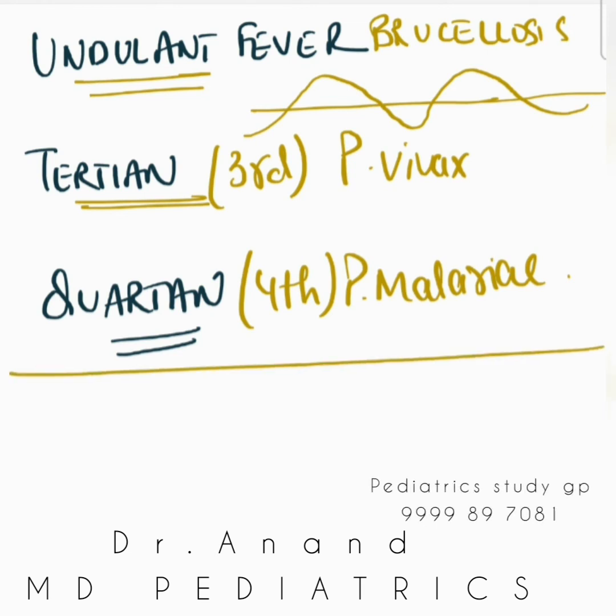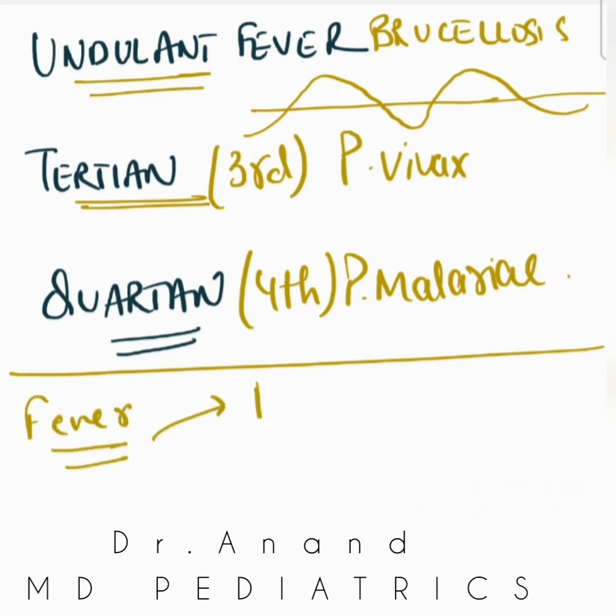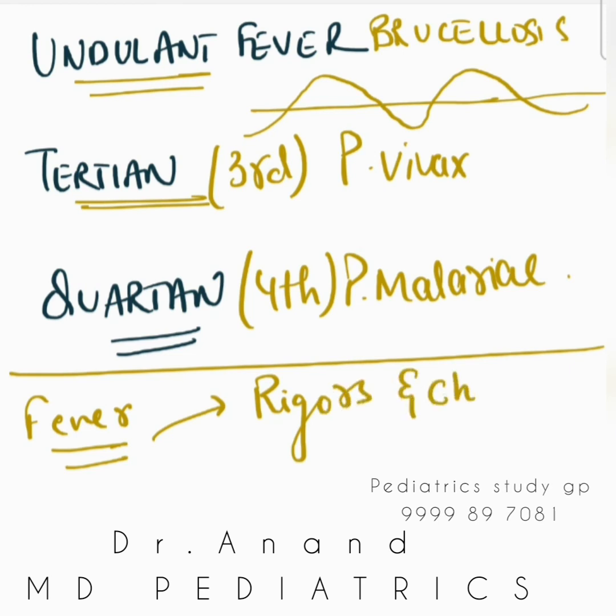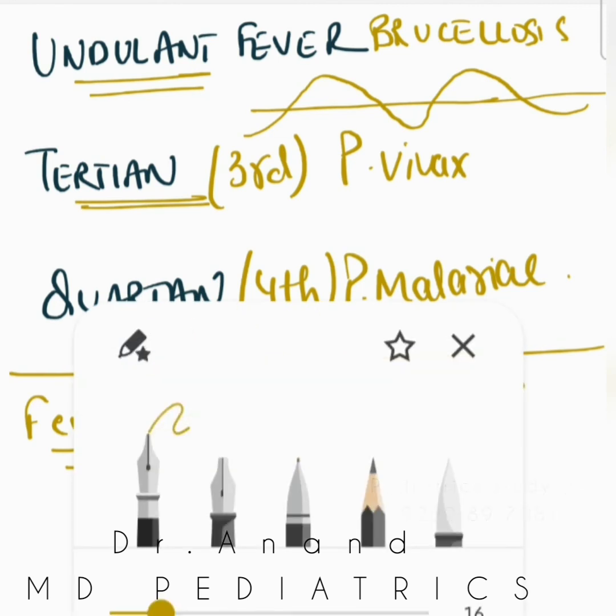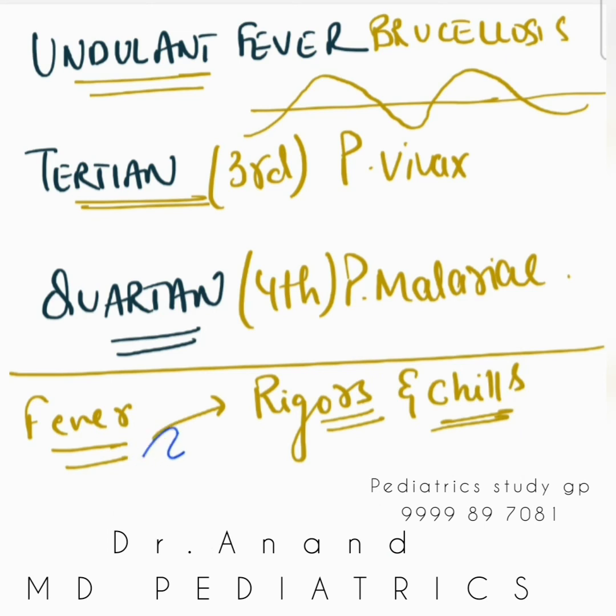And after that, what else do you need to know? One very important thing, fever with chills and rigors. Have you heard the name fever with chills and rigors? This is a very simple history. Sir, madam, the fever was continuous or intermittent with chills and rigors. What is chills? What is rigors? Chills means I'm feeling cold. Patient feeling cold is chills, and rigors means shivering. Any examples of fever with rigors?